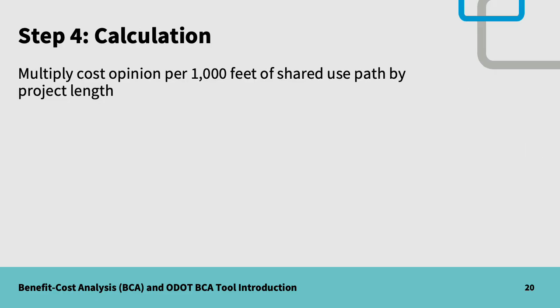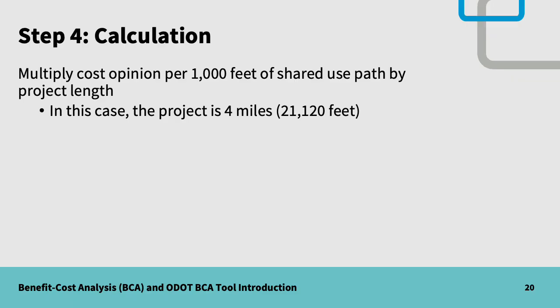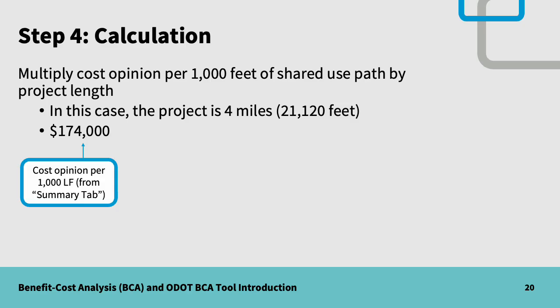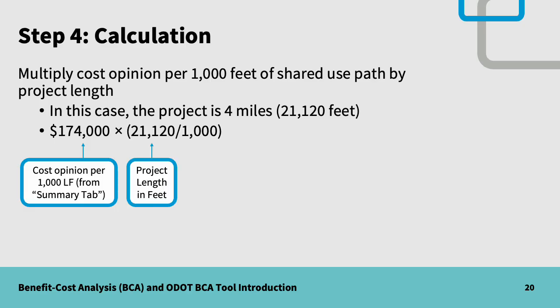$174,000. Now that we have our cost per 1,000 linear feet of shared use path, the next step is multiplying this number by the project length. In our case, the project is 4 miles long, or 21,120 feet. To get our cost for 4 miles of shared use path, we will multiply the cost opinion of $174,000 per 1,000 linear feet by our overall project length in feet divided by 1,000, which is 21.12. This can be understood as having about 21 1,000-foot trail segments that each cost $174,000. This gives us an overall cost of $3,674,880 for our 4 miles of shared use path.